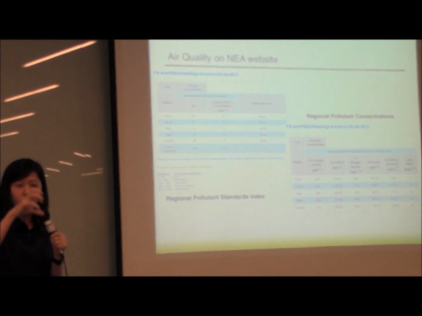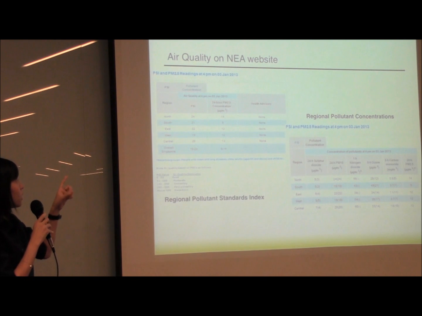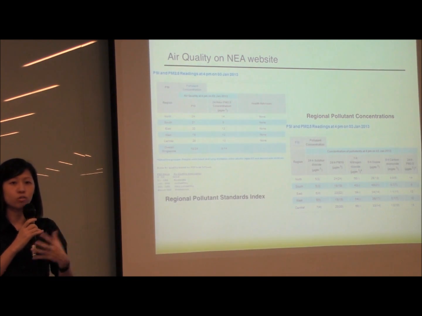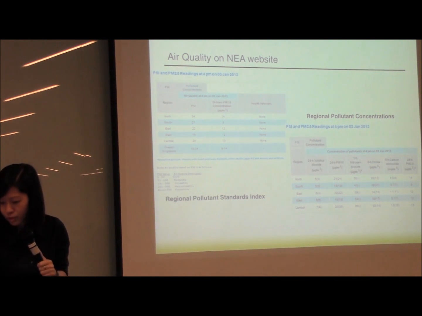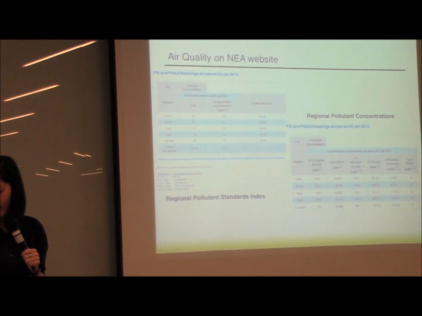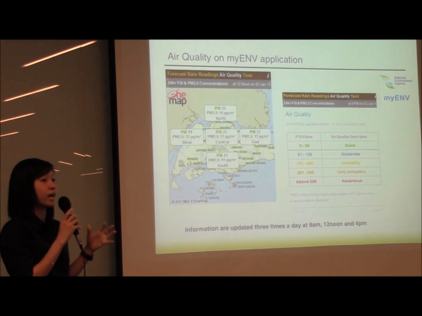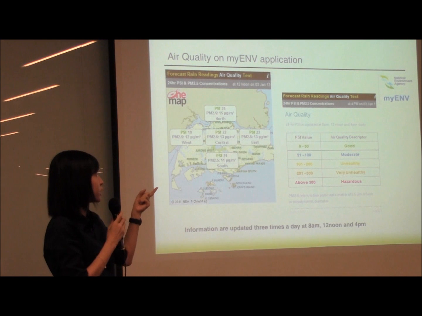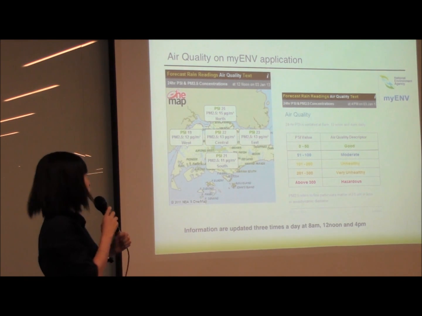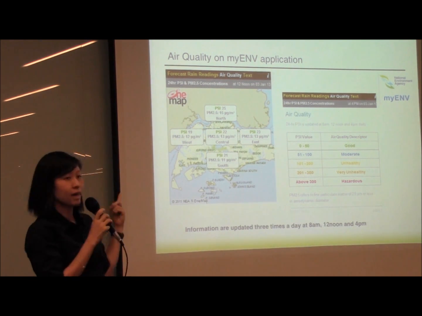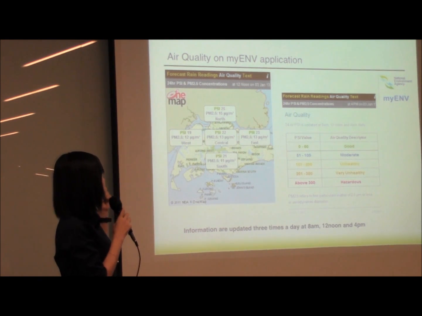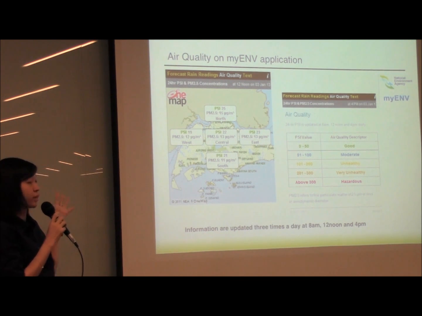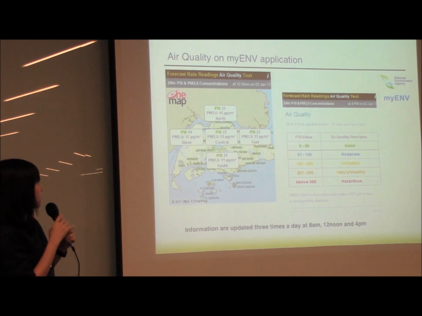But the regional PSI levels, actually on our website you can see all the archive information since 2005. So this information is also available on the mobile apps, such as if you have an Android phone or iPhone, you can actually download this MyEMV application where you can get access to the PSI, regional PSI, as well as the PM 2.5 concentration. This is also updated 3 times a day on the mobile apps.